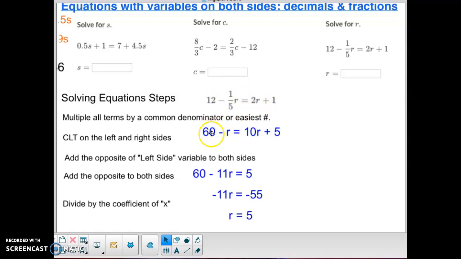12 times 5 is 60. When I multiply this by 5, the 5's will cancel, so I'm just left with -1r, which we can just rewrite as -r. 2r times 5 is 10r, and 1 times 5 is 5. Then we get rid of the positive 10r by subtracting 10r from both sides. We get -11r, and then solve it the way you guys know how.